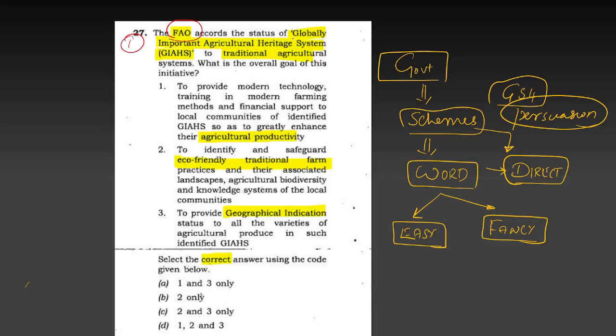This is the first keyword, so we have to mark the keywords, right? So FAO, Globally Important Agricultural Heritage System, for traditional systems. So they are going to give some status, that is GIAHS.